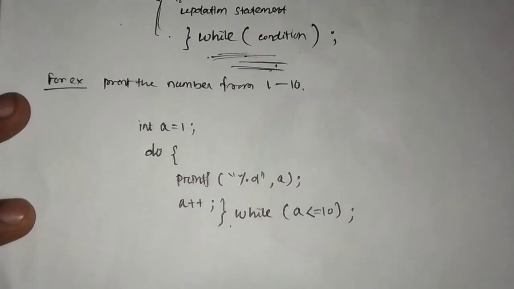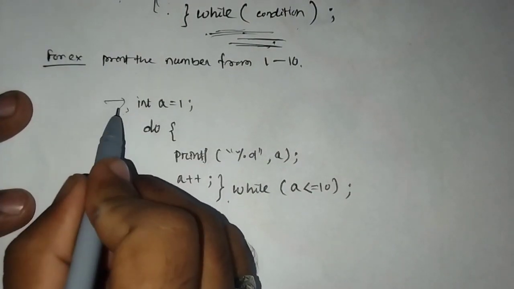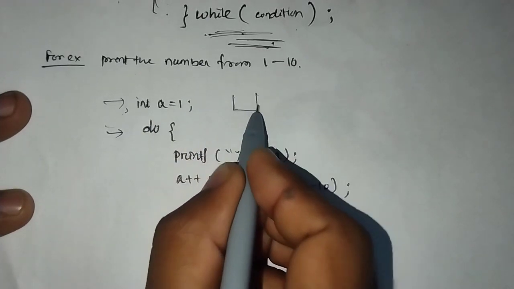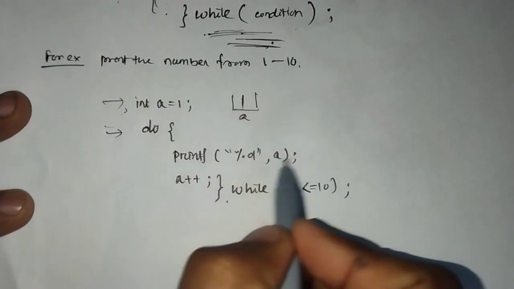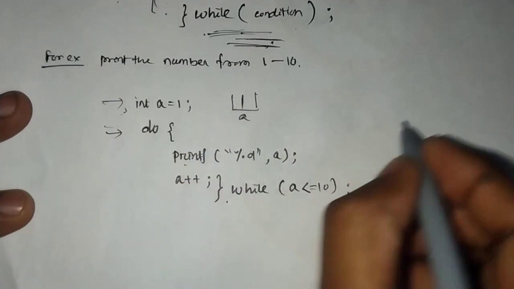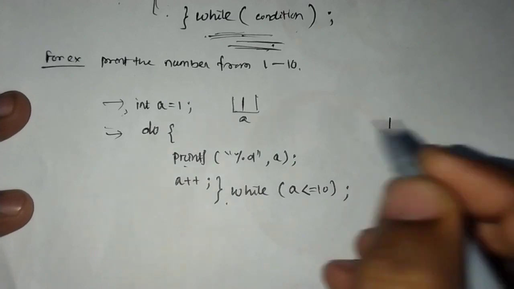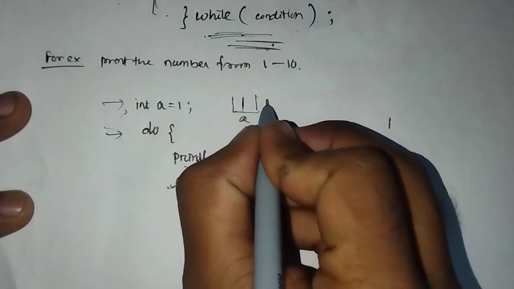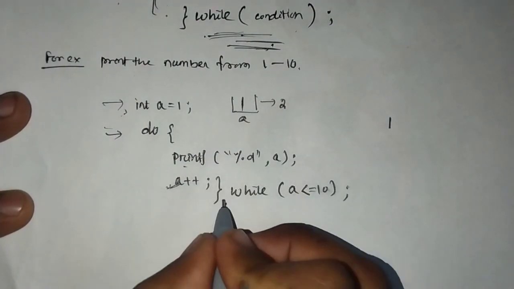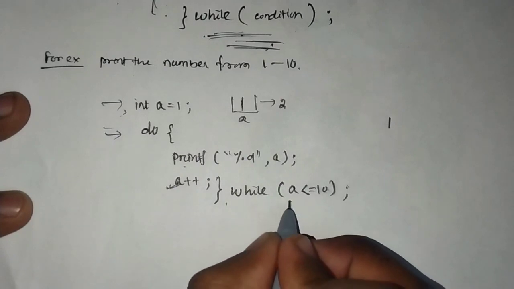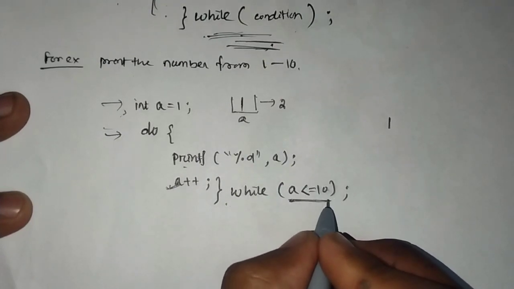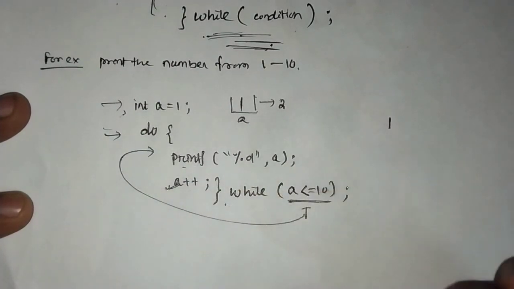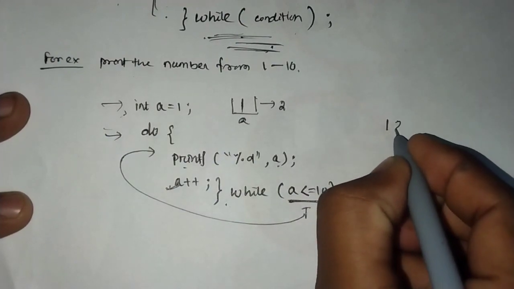So what will the output? First it will come here, then in the do, in the bucket we have 1. So it is now going to print the first value, the value of a is 1. After that the value of a is updated by a plus plus, that is 2. So after this it will check the condition, 2 is less than or equal to 10, true. So next it comes to the print statement, print the value of a. So it will print 2.